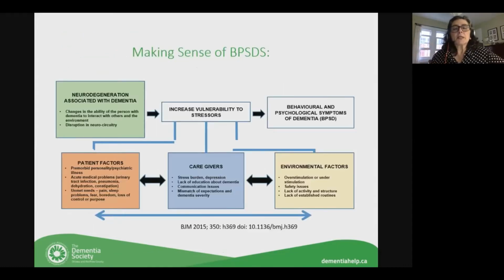Expanding that a little bit, in trying to make sense, there are different factors that can affect behavior. We know that a person with dementia is going to be much more vulnerable to stressors because of all of the different changes that occur with dementia. So one of the things we need to think about is, what might be contributing? I talked about sleep, for example, in the individual. That would be a patient factor. That's something that maybe is an unmet need on their part.